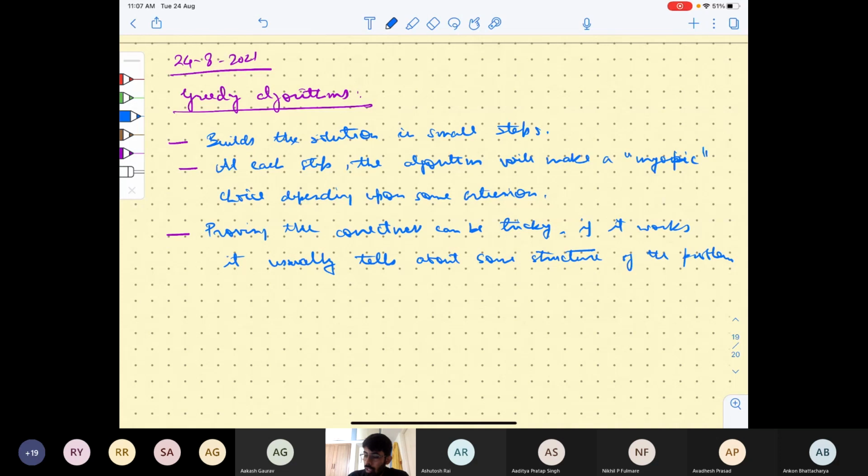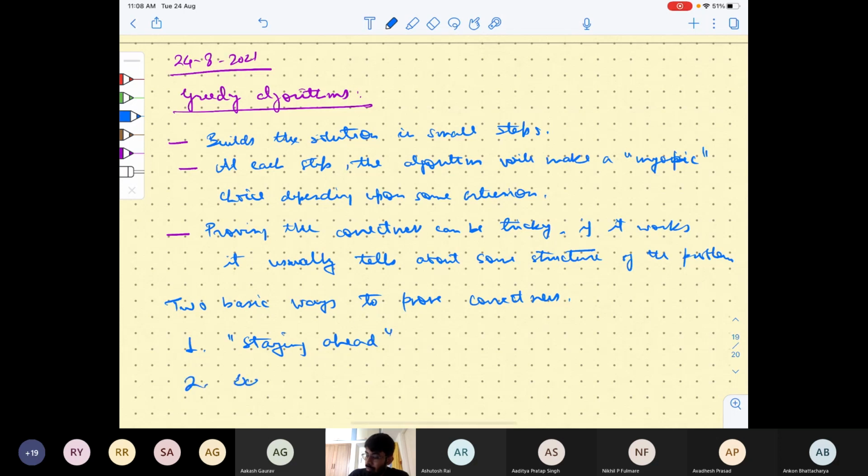Okay. So there are two basic ways in which we'll prove the correctness. First one is the staying ahead method. And second one is the exchange argument. So what is staying ahead? That the algorithm stays ahead of any other algorithm at each step.